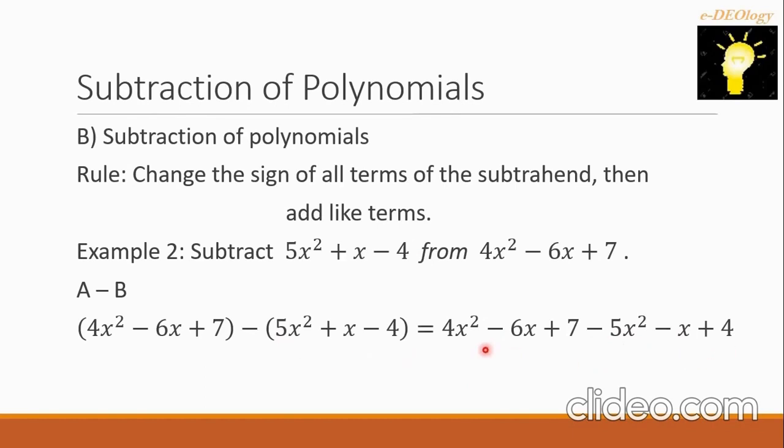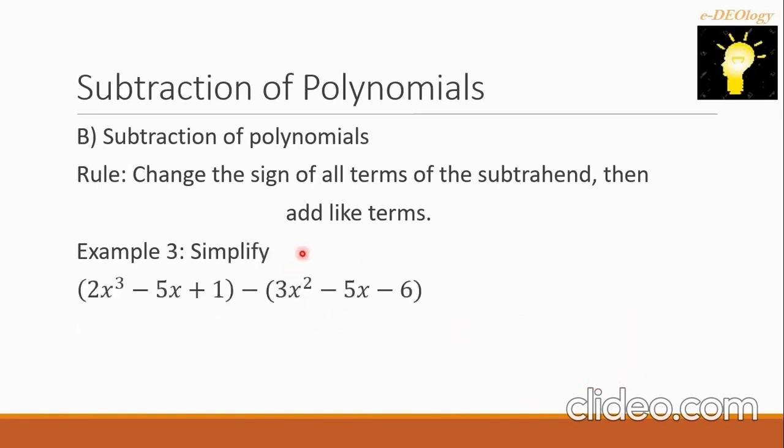And from here, we will combine similar terms. The 4x squared and the negative 5x squared, we can add together. We will get the negative x squared, negative 6x and negative x with both negatives. We will combine them. It becomes negative 7x. And for our constants, the 7 and the 4 becomes 11. So the final answer is negative x squared minus 7x plus 11.